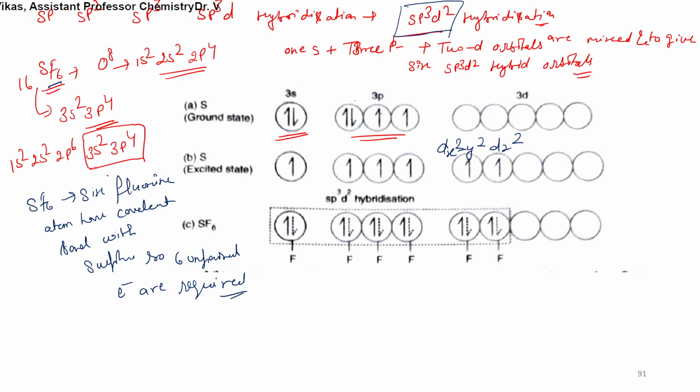Okay, so for the formation of 6 covalent bonds with 6 fluorine atoms, sulfur needs 6 unpaired electrons. When the fluorine atoms start approaching and forming covalent bonds with the sulfur atom, energy is released, and that energy is absorbed by a 3p electron, which is excited to the 3d, and after some time the 3s electron is also excited to the higher energy 3d orbitals, and now there are 6 unpaired electrons, 1, 2, 3, 4, 5, 6.